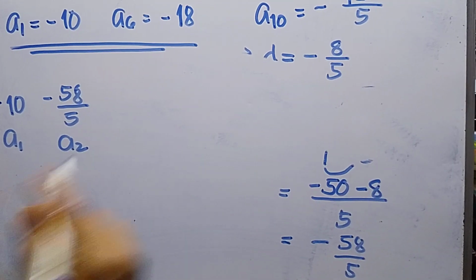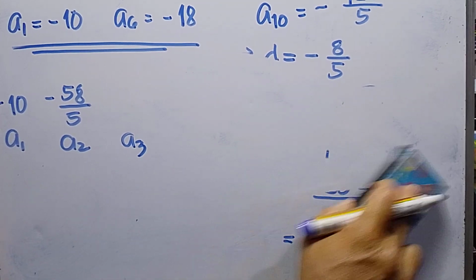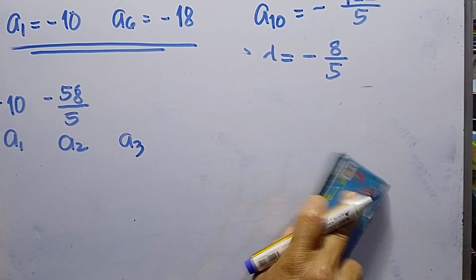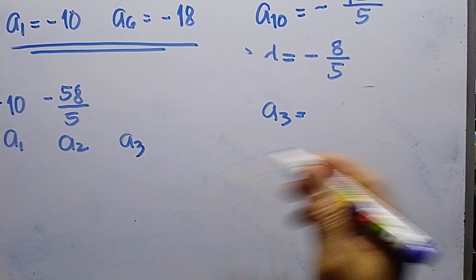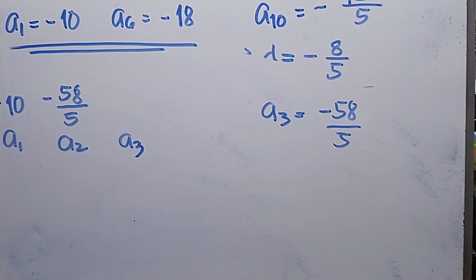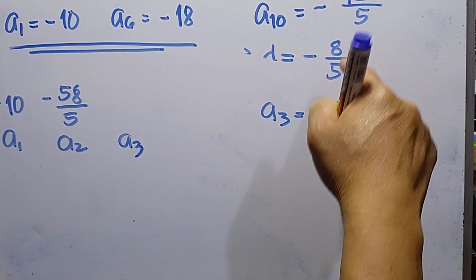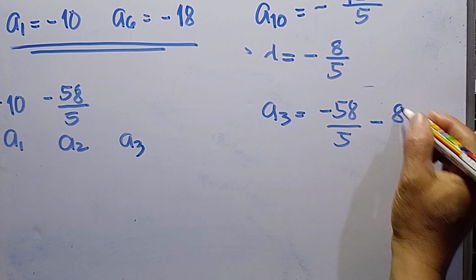Next, A sub 3. Okay, how to solve A sub 3? A sub 3 is equal to negative 58 over 5 plus the difference, negative 8 over 5. This will be 8 over 5.